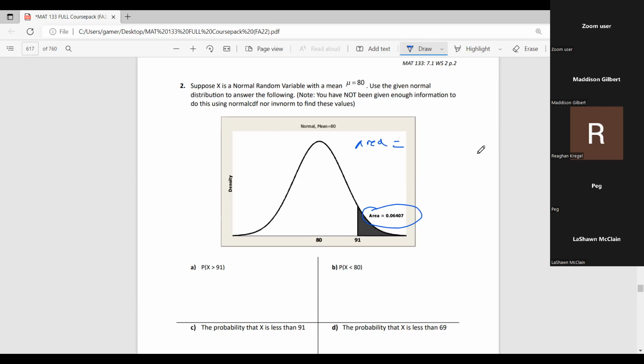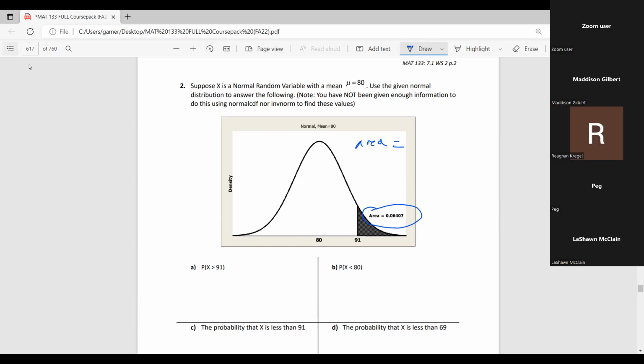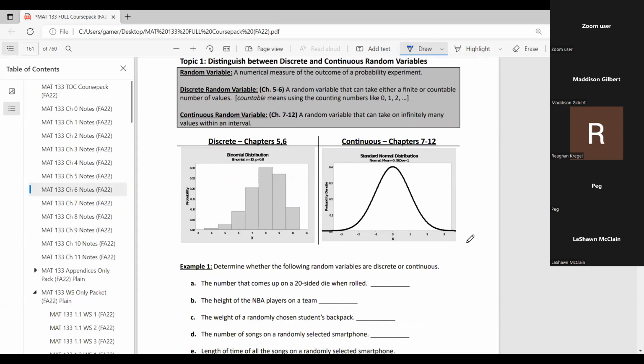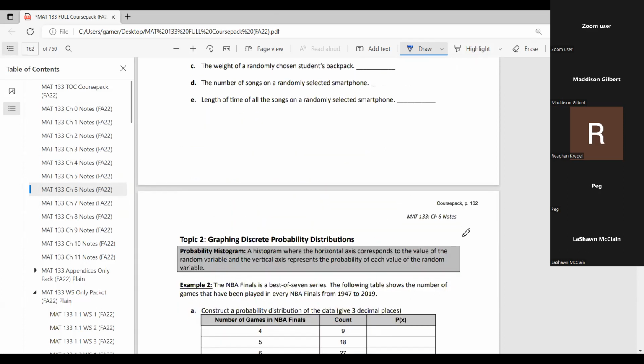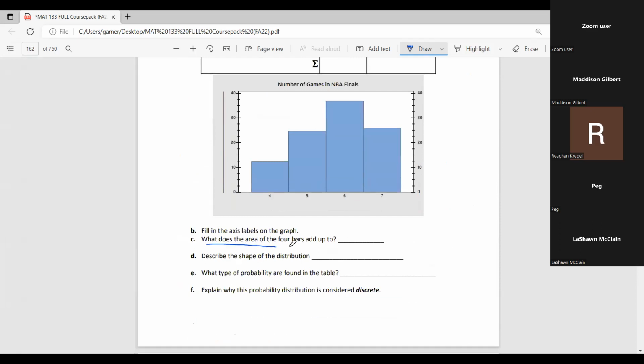So you guys, I'll give you a clue. Remember, write it on the first page of the notes. In chapter 6, we called it one thing, but in chapter 7, we call it something different. So what did we call it in chapter 6? Here's a good hint. What does the area of the bars add up to? That was 1.